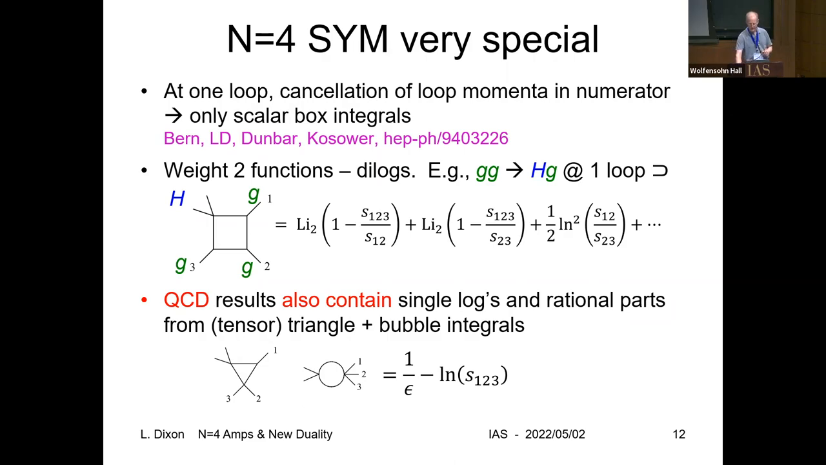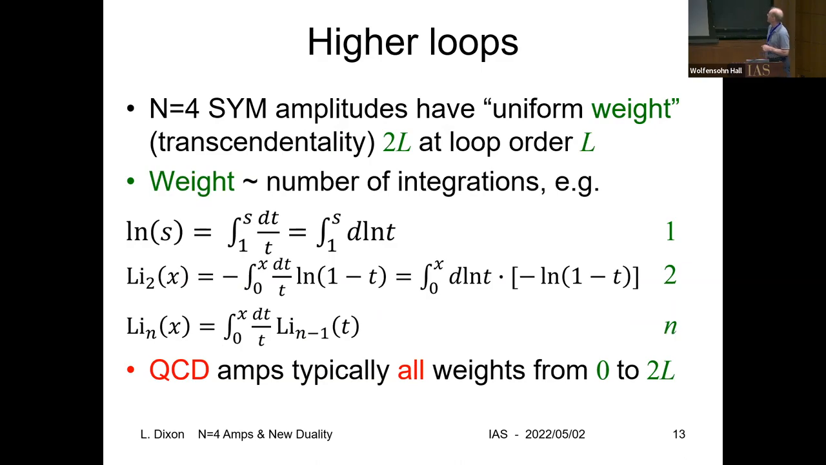So when we focus on the N=4 case, we find that the answer has uniform weight. At each loop order L, we find that the functions have 2L non-trivial integrations. As an example of such functions, we'll see a lot more later, but we have logarithms, and a logarithm is just the integral of a rational function, dt over t, or of course d log t. The dilogarithm, which we saw earlier, can be written as the integral over 2 d logs. You first integrate dt over 1 minus t to get the logarithm, and then you integrate d log t to get the dilogarithm. And then there are also n-fold classical polylogs, which are obtained by integrating the n minus 1 polylog one more time, and those have weight n. There are many more functions that we'll encounter at weight n, but the classical polylog is just one example.